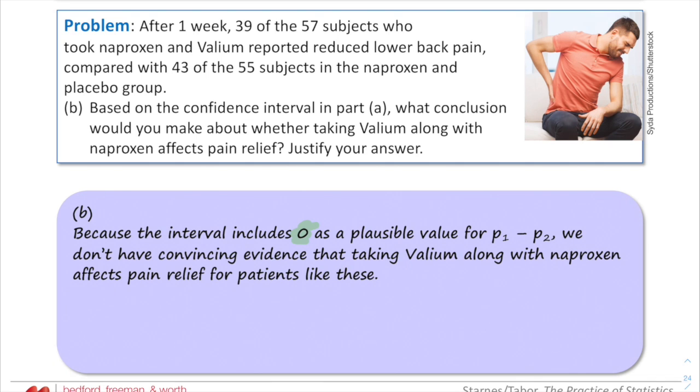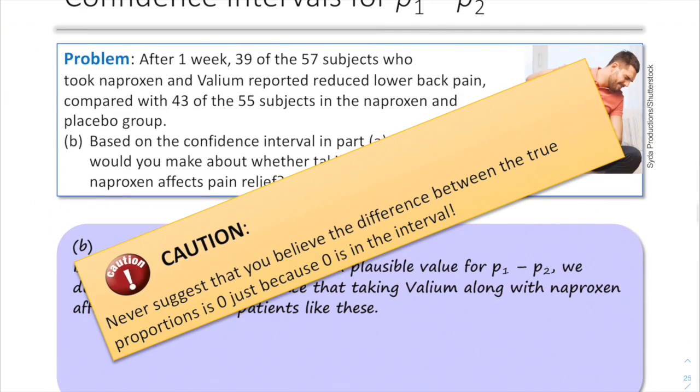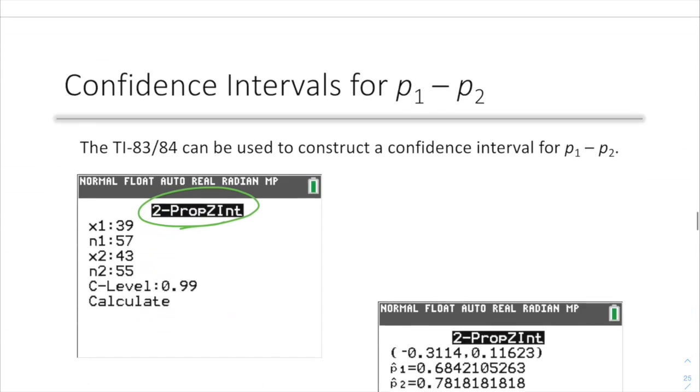Now, remember, our interval is not guaranteed to capture the actual value, but we can be pretty confident, and in this case, 99% confident. Because the interval includes 0 as a plausible value for the difference, we don't have convincing evidence that taking Valium along with naproxen affects pain relief for patients like these. We just had some patients that didn't see relief, so we're not really sure. Never suggest that you believe the difference between the true proportions is 0 just because it's in the interval. It's just plausible, not a guarantee.